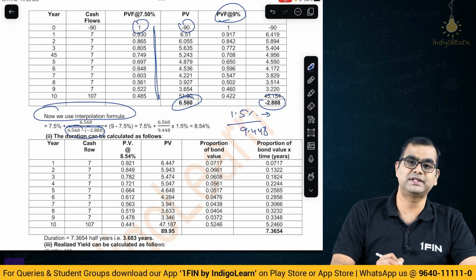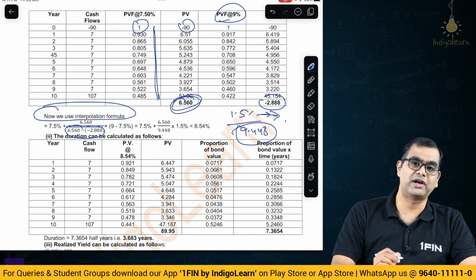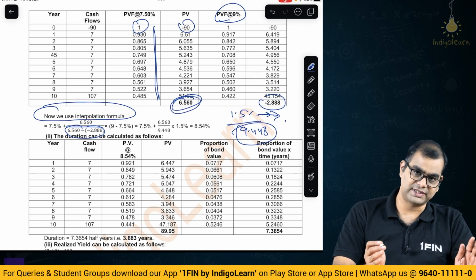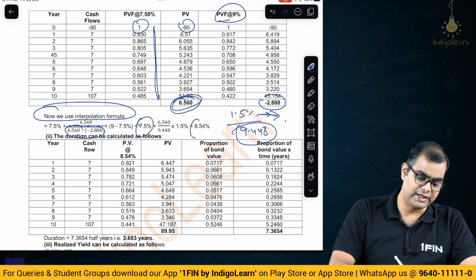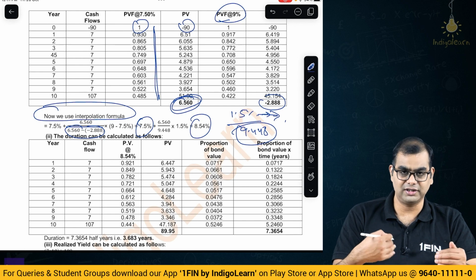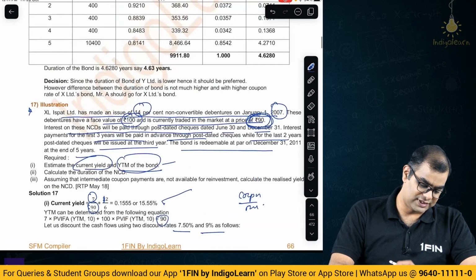For a 1.5% change, the NPV is changing by 9.448. How much should the rate change so that the NPV of 6.568 gets negated? So you compute it and add it to 7.5%, and you get the desired rate as 8.5. The rate at which NPV becomes 0 is 8.54%. Now that is the first question.